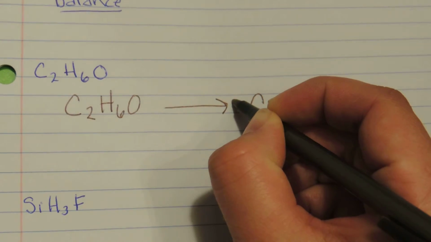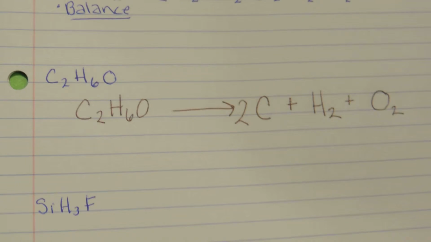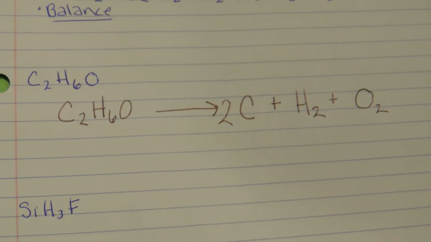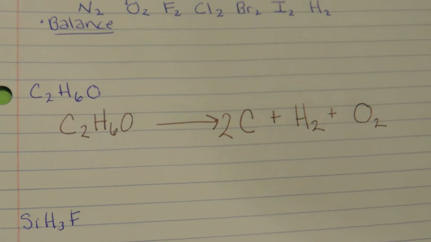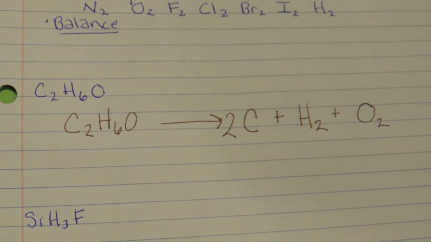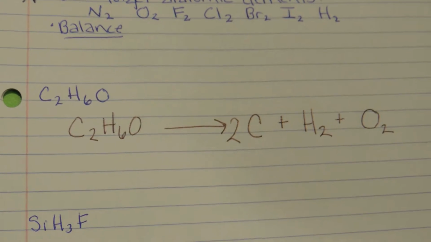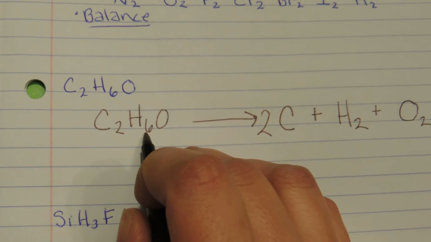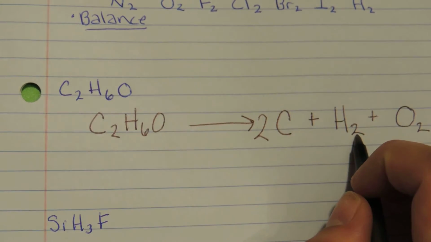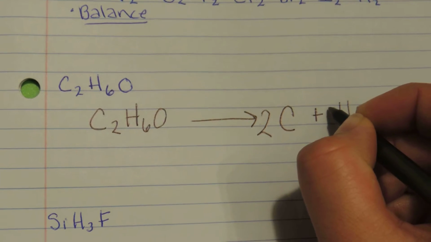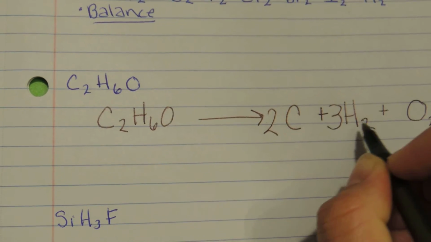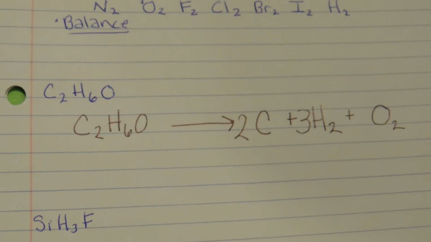So to get that to be 2, I'll just mark it out if I need to. I'm going to put a 2. Okay, to start with, I'm going to go ahead and do my H's next, just because they're in order and it doesn't seem to matter if I do H or O next. So over here I have 6 H's, and over here I just have 2, so I'm going to put a 3 here, because 3 times 2 is 6.